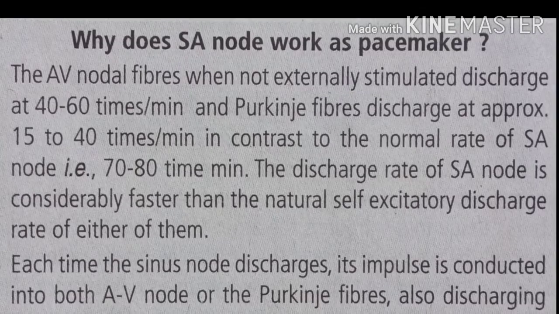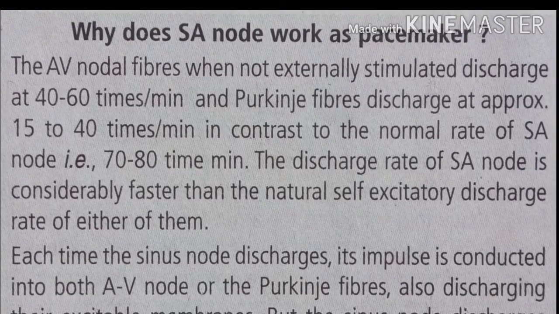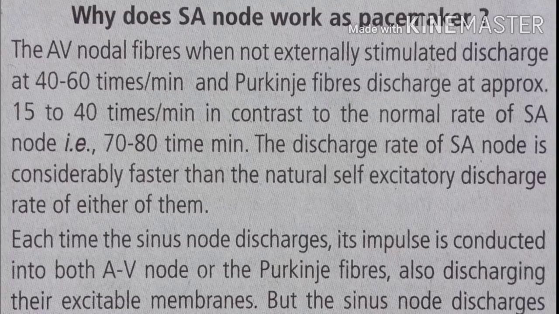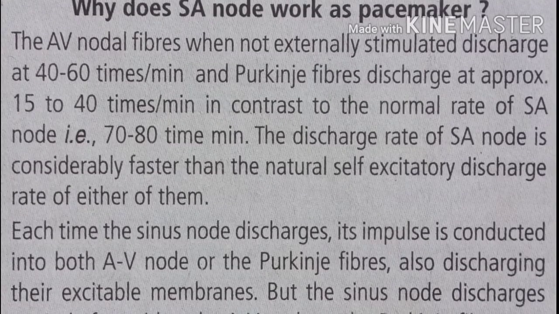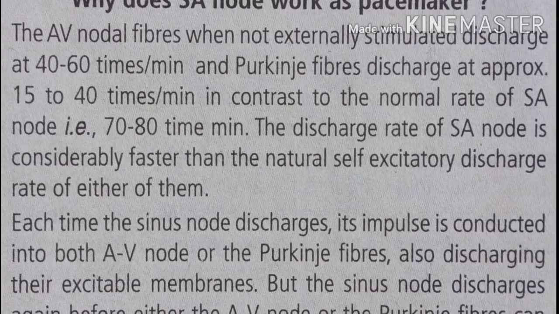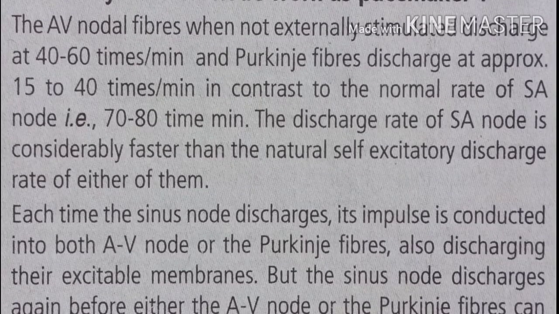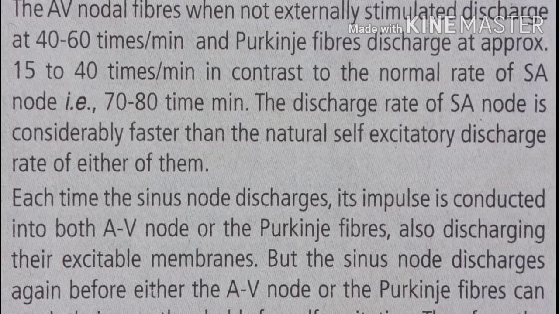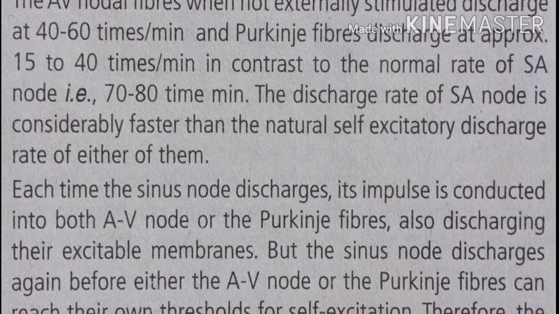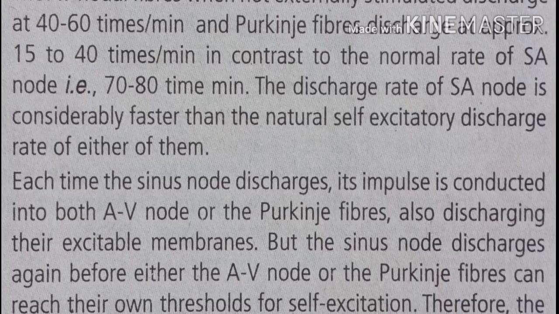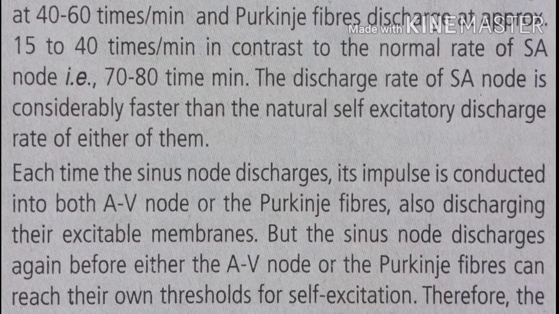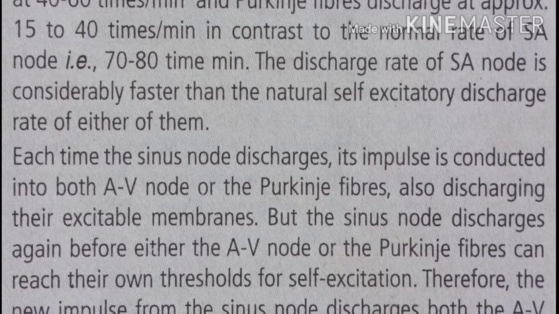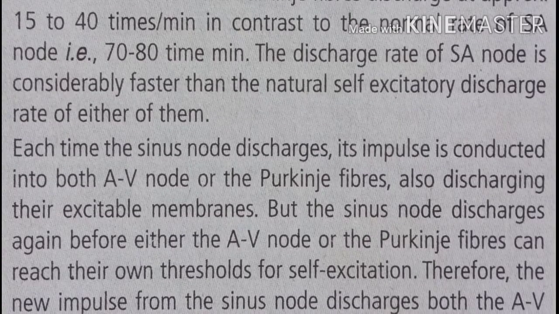Next, why does the SA node work as a pacemaker? Now look, the AV nodal fibers, when not externally stimulated, discharge at 40 to 60 times per minute, and Purkinje fibers discharge at approximately 15 to 40 times per minute, in contrast to the normal rate of the SA node, that is 70 to 80 times per minute. The discharge rate of the SA node is considerably faster than the natural self-excitatory discharge rate of either of them.